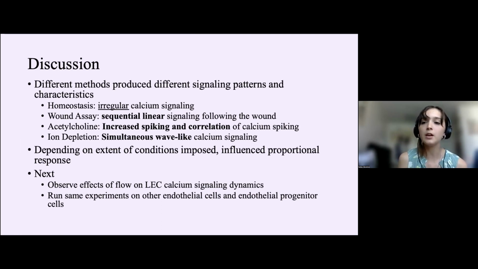So depending on what functions we want to use later, we can then introduce these different methods to get the spiking patterns we would want, rather than just seeing what happens. And depending on how much voltage or how much acetylcholine was introduced, that also gave us a proportional response, which is why in acetylcholine we compared the 3 micromolars to the 100 micromolars. And that's why we also want to observe different voltages within the cells in the ion depletion movement.